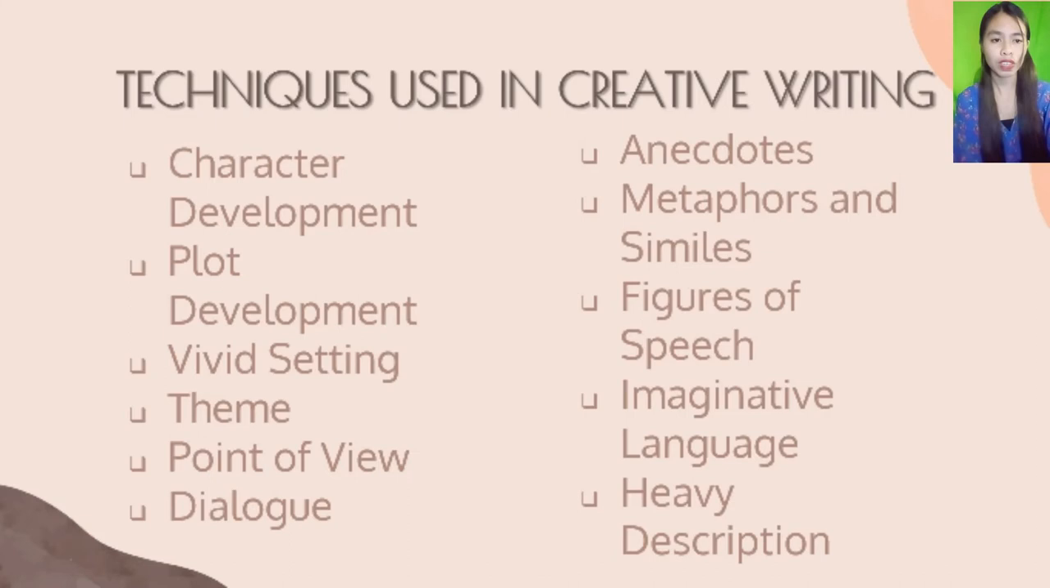Next, the imaginative language. It is the language of imagination contrived to create an appeal to the imagination. And the second to the last is the emotional appeal. It is directed to sway an audience member's emotions and manipulation of the recipient's emotions. And the last, the heavy description, to imply or describe something to be more interesting.